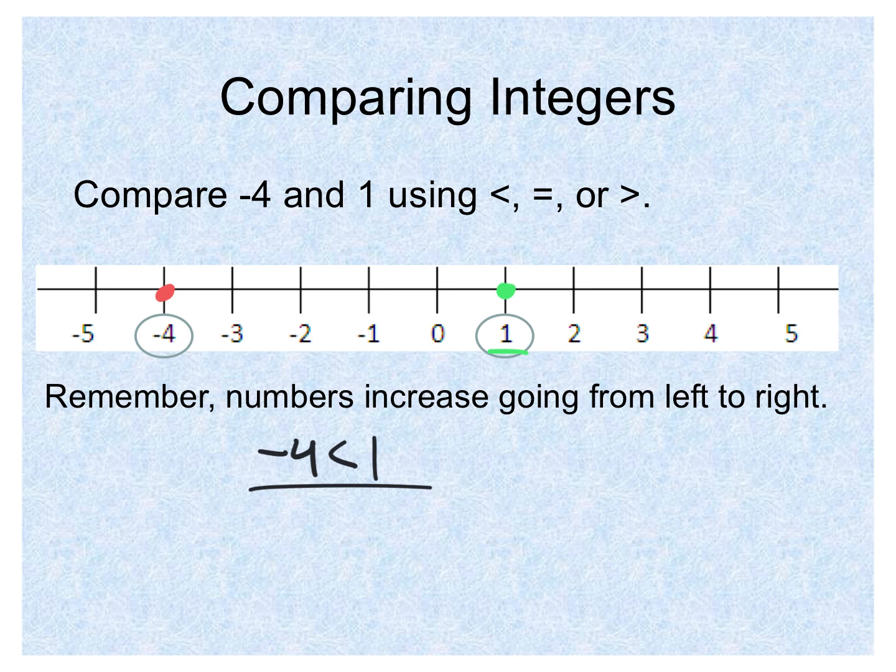Now let's try comparing negative 2 and 2. I'm going to graph each of these points on the number line. So if I have negative 2 right here, and then a positive 2 right here, which number is to the left and which one's to the right? Our negative 2 is the number to the left. So I'm going to say negative 2 is less than positive 2.